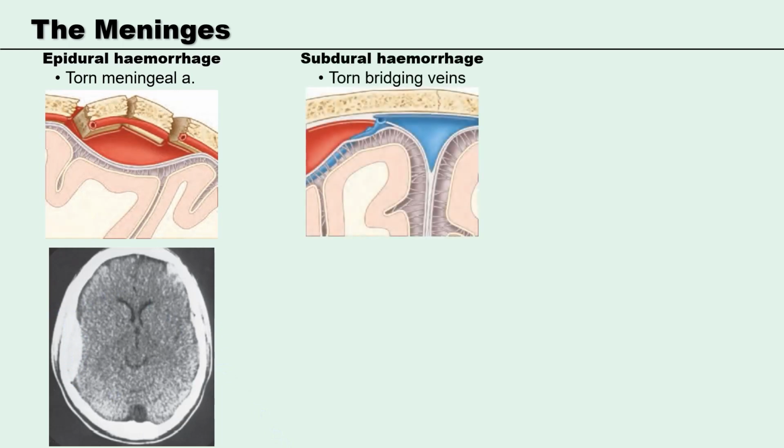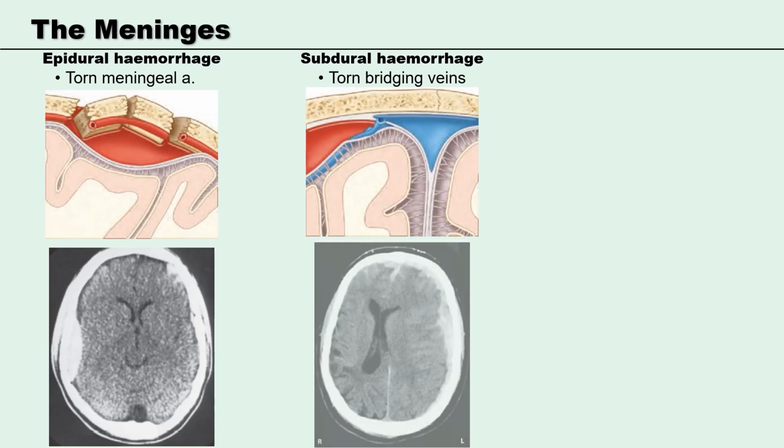A subdural hemorrhage is normally caused by a torn bridging vein that is travelling to the venous sinus. This fills the subdural space with blood. The blood spreads out between the dura and the arachnoid, so we see this characteristic crescent or banana shape around the perimeter of the skull.